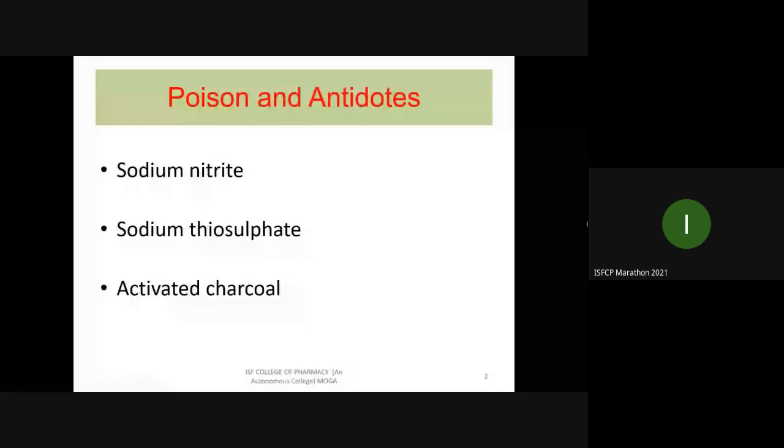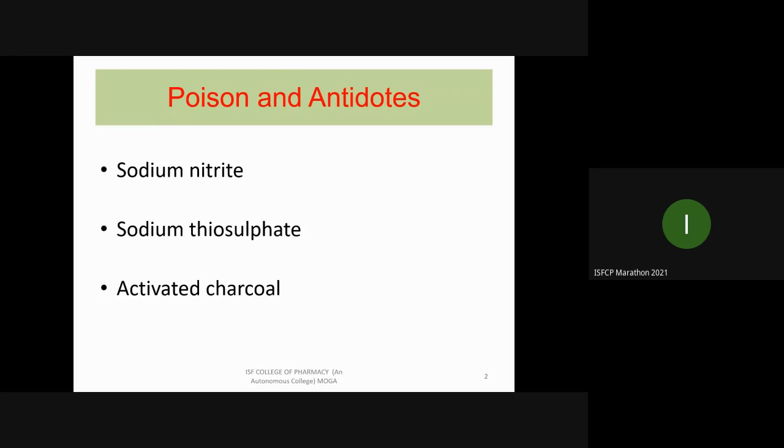and hematinics. Now I am starting my new topic, that is poison and antidote. So in inorganic chemistry, as we discussed already, different inorganic agents related to expectorants, emetic, hematinics. So now poison and antidotes include some specific agents, that is sodium nitrite, sodium thiosulfate, activated charcoal.